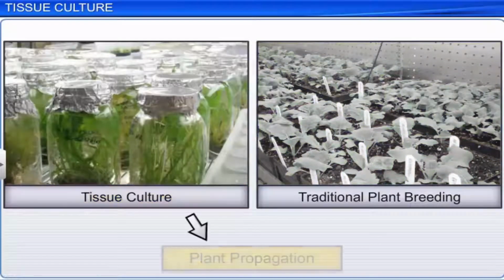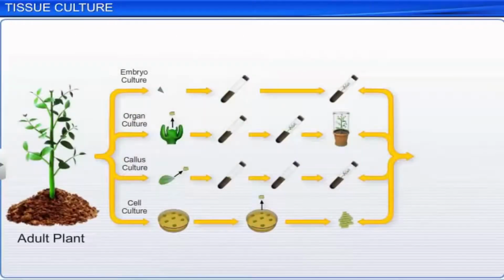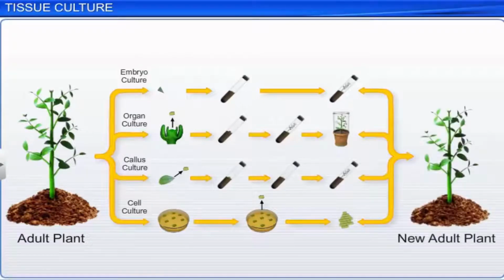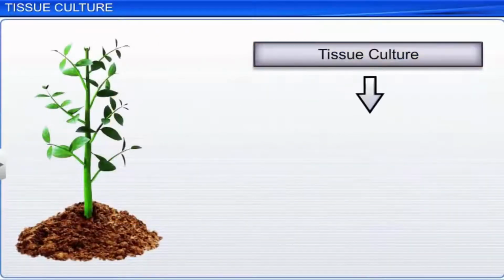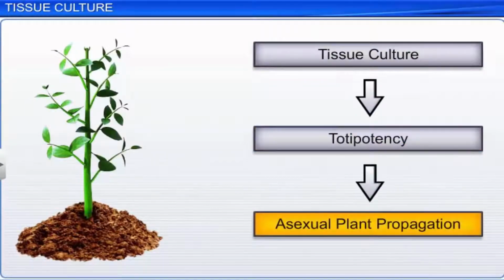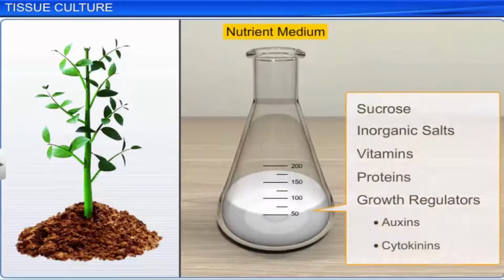Tissue culture is a method used for plant propagation in addition to other traditional plant breeding techniques. It was during the 1950s that scientists found that any part of a plant grown in nutrient media under sterile conditions can give rise to a whole new plant. This property of plant cells to give rise to a whole new plant is called totipotency. Tissue culture uses this property of plant cells for asexual plant propagation in an aseptic environment. It requires a nutrient medium that contains sucrose, inorganic salts, vitamins, proteins, and growth regulators such as auxins and cytokinins.